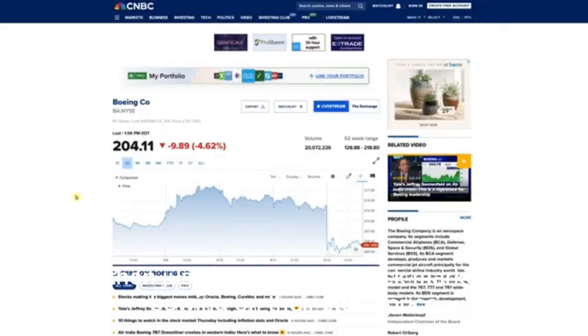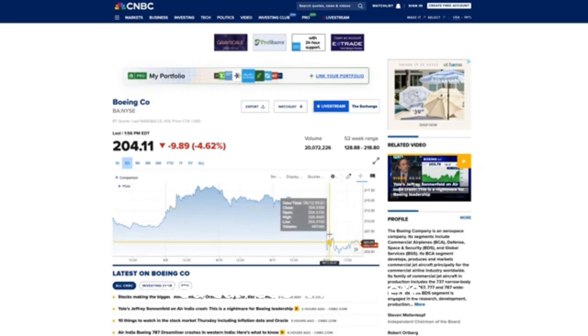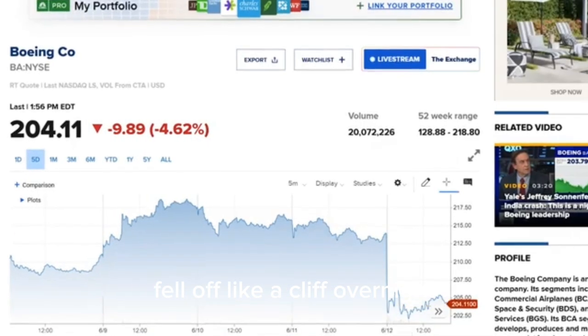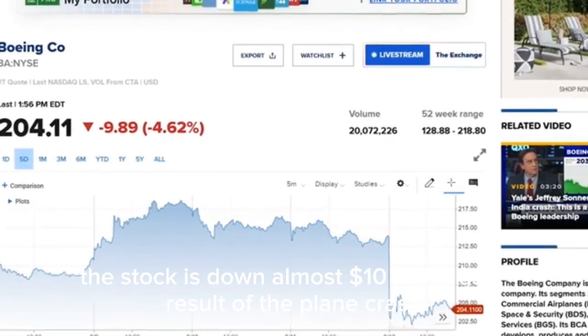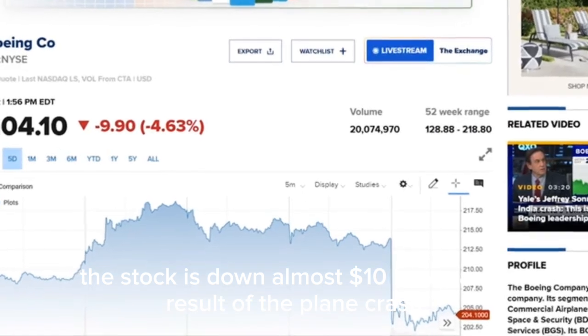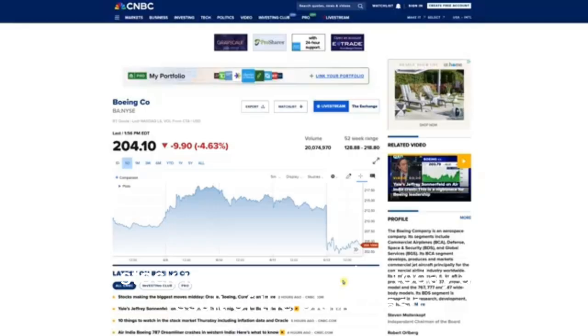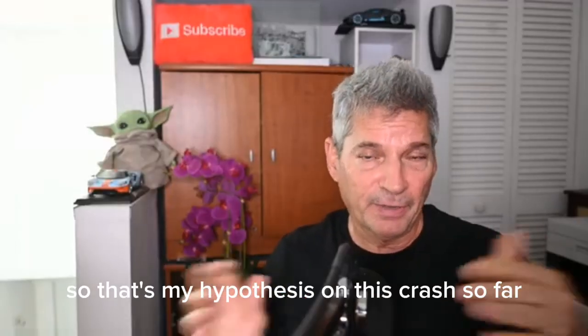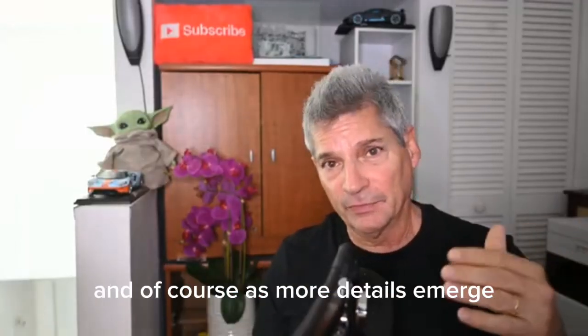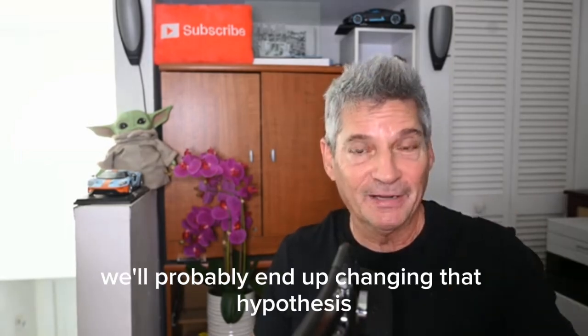And then just checking the stock market on Boeing, on their stock price, it did have an effect on the price. You can see it right here, fell off like a cliff overnight. And so the stock is down almost $10 today as a result of the plane crash. The stock price could drop even more if more bad news comes out, like another design flaw from Boeing, but I doubt that will be the case. So that's my hypothesis on this crash so far. And of course, as more details emerge, we'll probably end up changing that hypothesis.